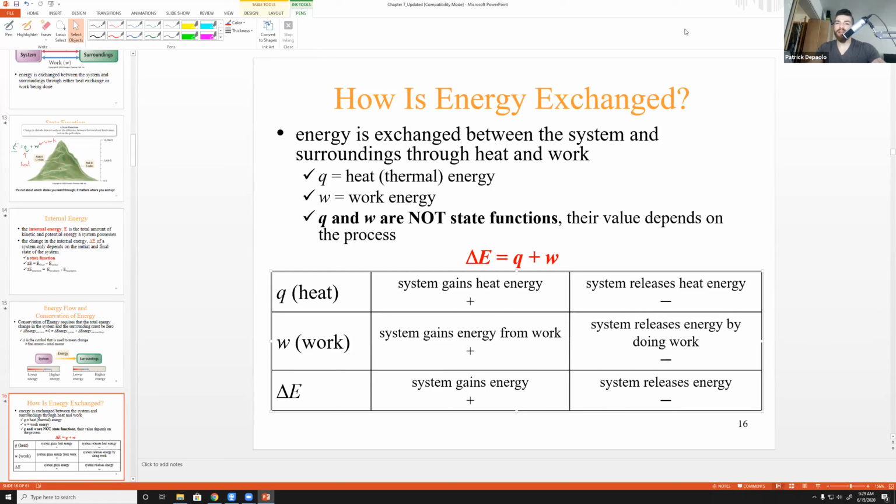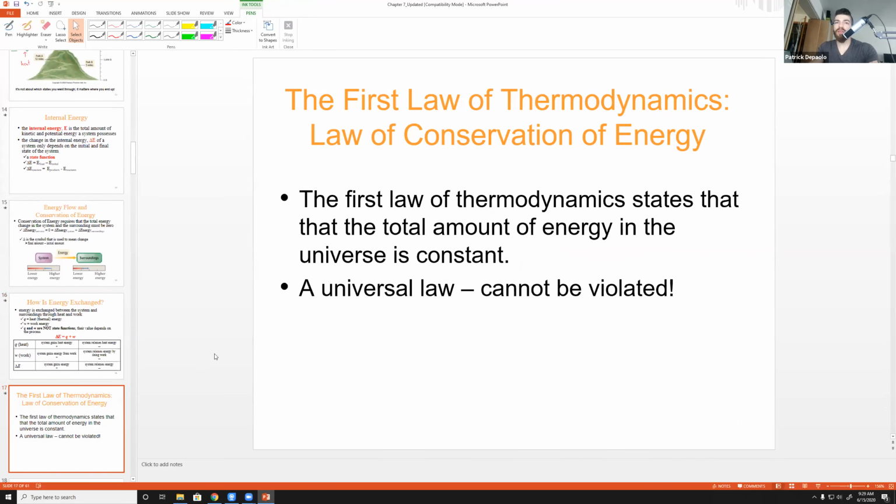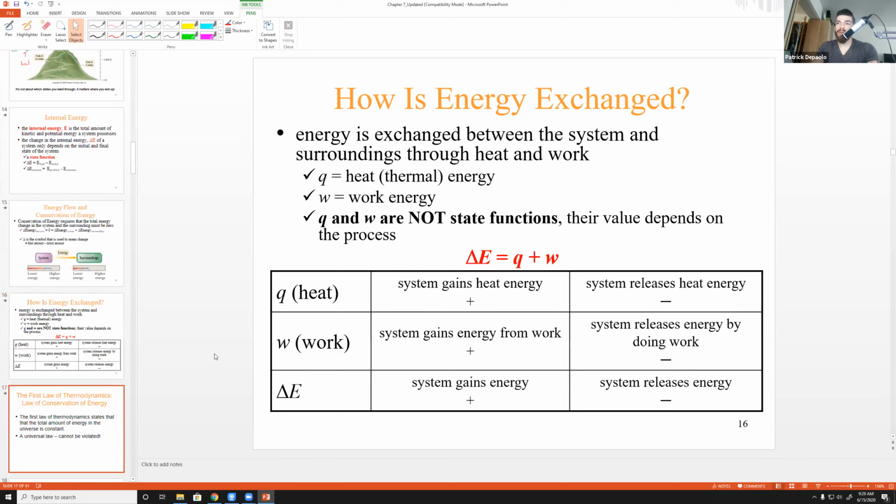So I hope that makes sense. And then you have delta energy, which is the system gains energy, system releases energy, plus and minus. So we'll be doing these examples, and you'll see what I mean.